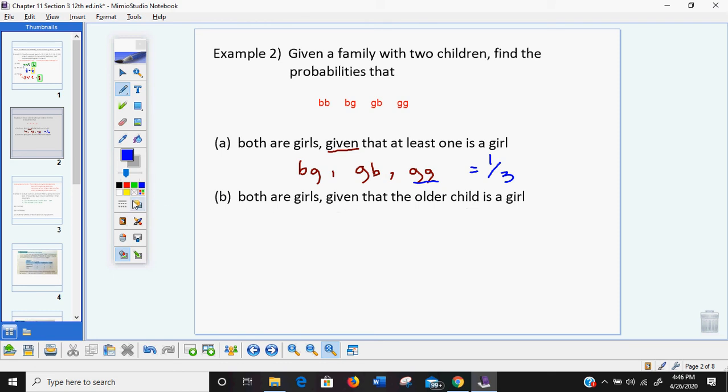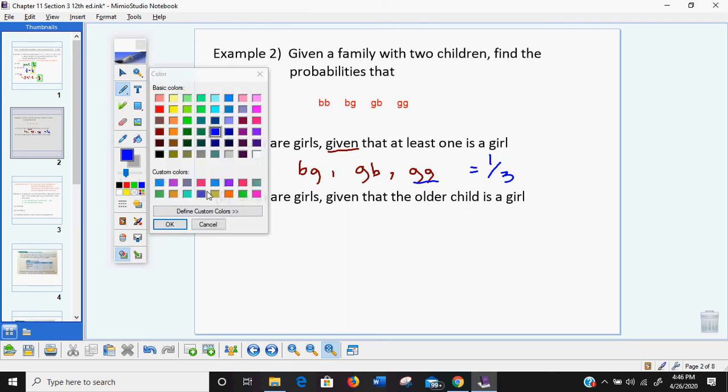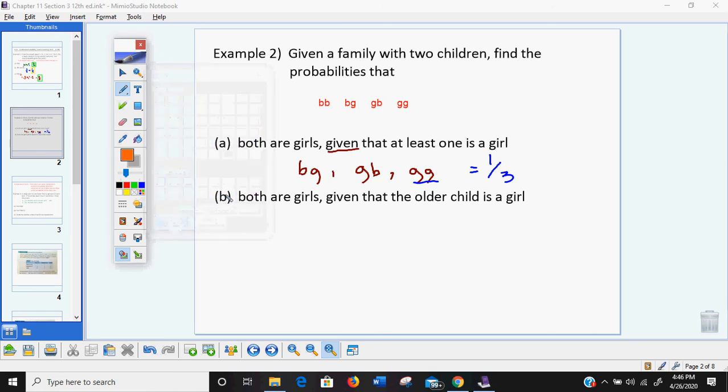Let's do the next one. So on the next one, it says, both are girls, given that the older child is a girl. Okay, so given that the older child is a girl, let's look at that. That means we have a girl first and then a boy, or we have 2 girls.